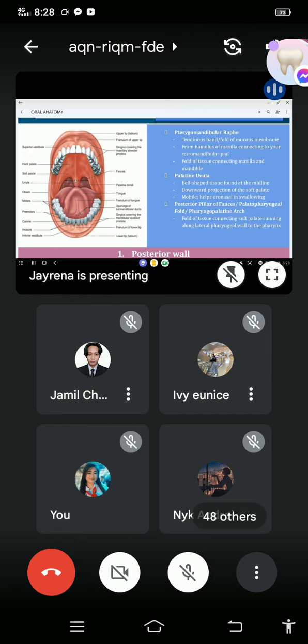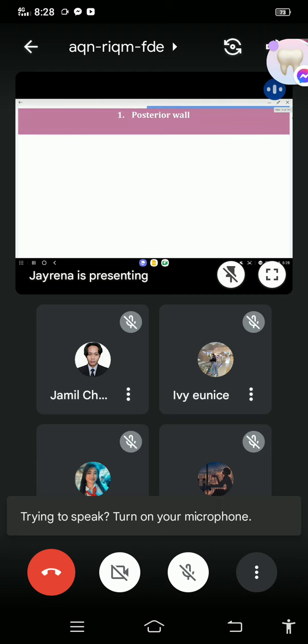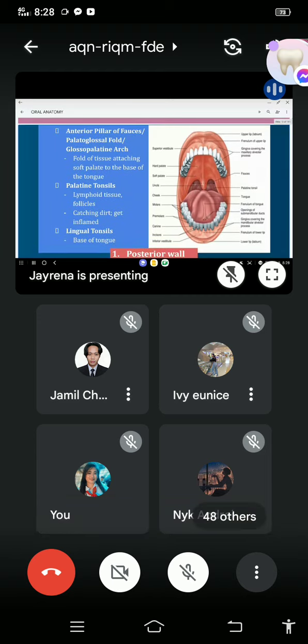Okay? Now, the opening or the fauces, there are two types. You have your palatopharyngeal fold and you have also your palatoglossal fold. Okay, so meron tayong anterior pillar of fauces. You have your palatoglossal. It's a fold of tissue attaching the soft palate to the base of the tongue. Dito nakikita yung mga tonsils malapit. You have your palatine tonsils, the lymphoid tissue and follicles, and they have also the lingual tonsils that is found naman at the base of your tongue.